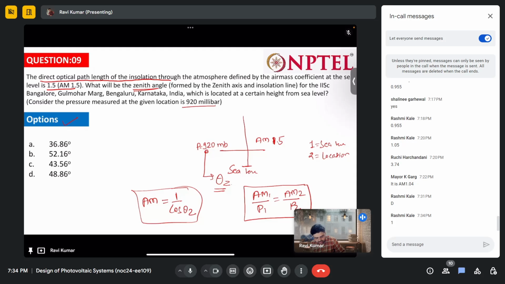One, or we can say 1000 millibar. Like absolutely it is 1025 millibar, but let us say 1000 millibar. And at our second location it is 920 millibar. AM is given as 1.5. You need to calculate AM2 first, and then put it in this formula to calculate theta. So what is AM2 and then cos theta z? I will also solve. It is 920 divided by 1000.